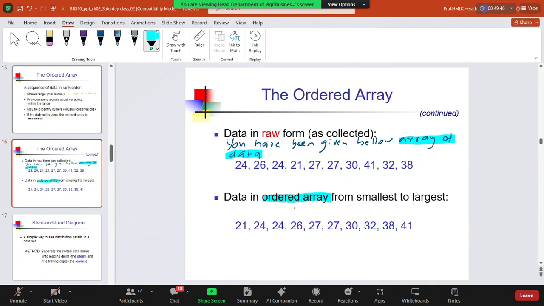So now we will arrange our data array in ascending order, from smallest to largest. So this is the way how we get an ordered array. This is not a big thing, right?